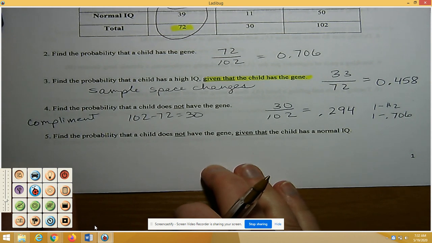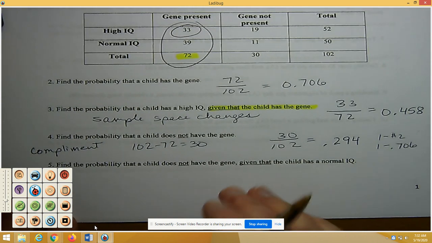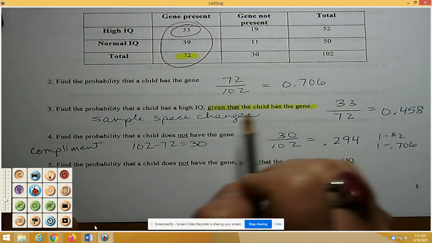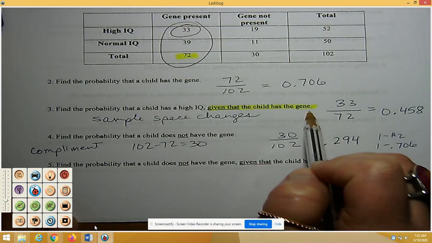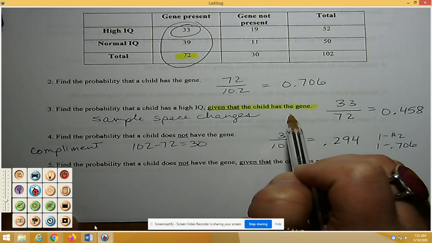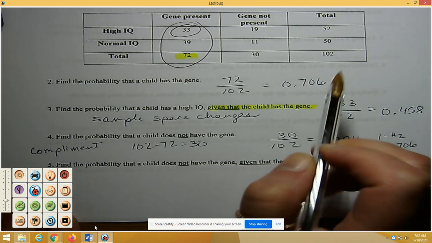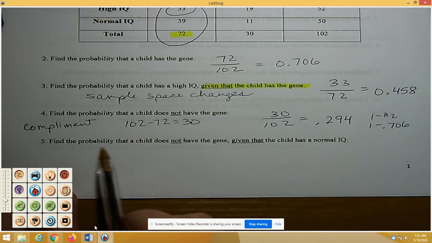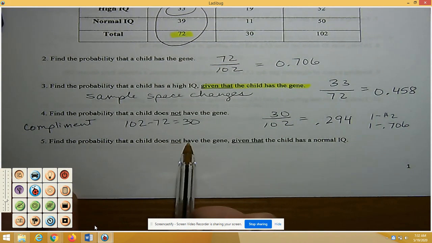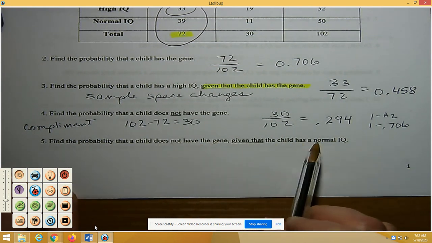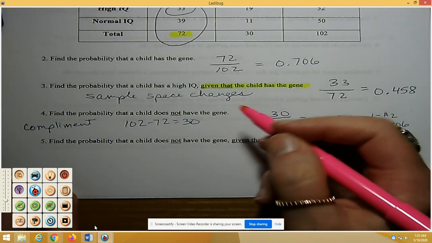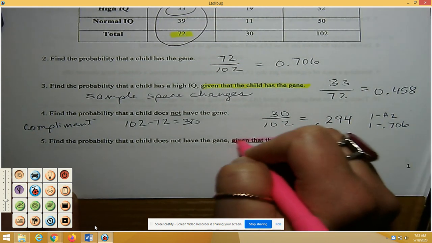All right, finally, we looked at the not gene present, we looked at the total gene present, and then we looked at a "given that" question, which is conditional probability and changing our sample space. So now we're going to do one more question with this two-way table. Find the probability that a child does not have the gene given that the child has a normal IQ. So we're going to look at given that a normal IQ.